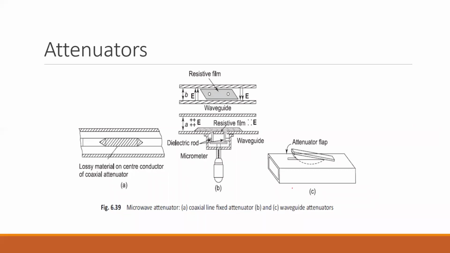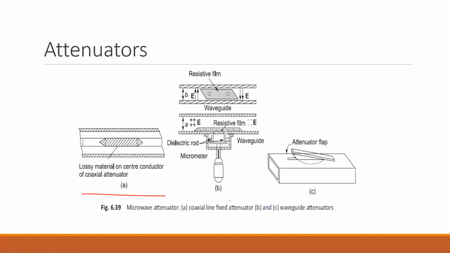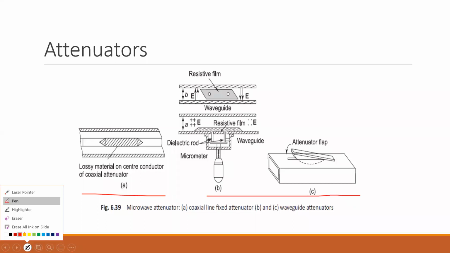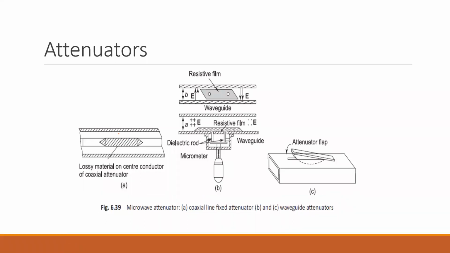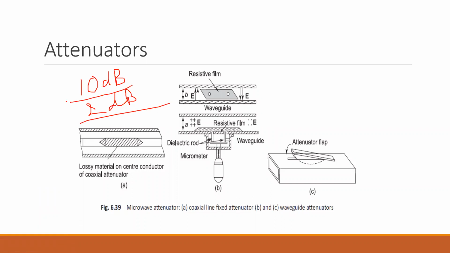Here we have two types: one is the fixed attenuator and one is the variable attenuator. These two are the variable attenuators. This one is the fixed type. These two are the variable attenuators. In a fixed attenuator, we generally specify attenuators in terms of dB. We can specify that the attenuator produces a 10 dB attenuation, or a 2 dB attenuation, or a 6 dB attenuation. So it indicates that there will be attenuation of the specified value. In fixed, this value won't be changing.